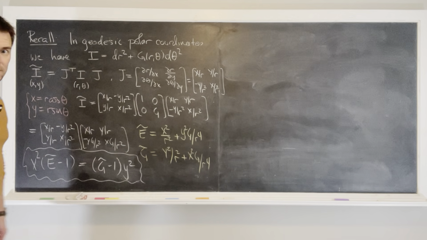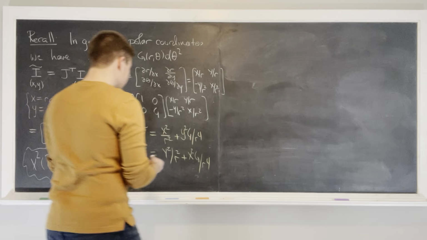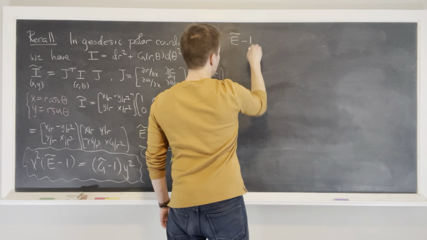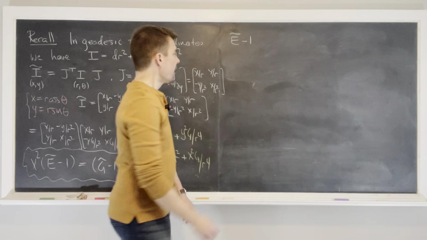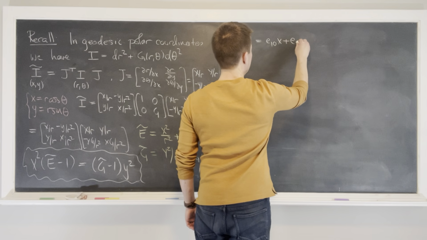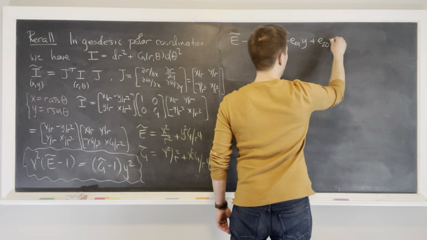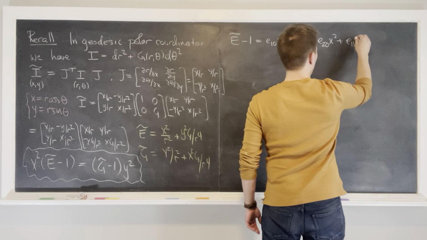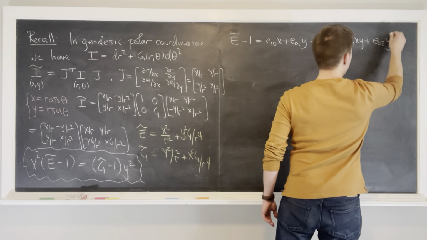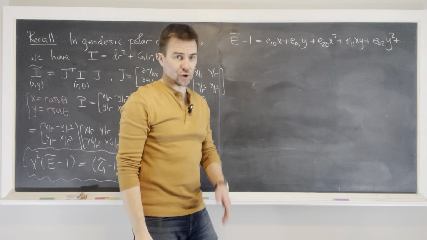Because it gives me information about the Taylor expansion of these functions in a neighborhood of the origin, right? So now let me do that next. So now I know that e tilde minus 1, I'm going to Taylor expand it. It's going to be e10 x plus e01 y plus e20 x squared plus e11 xy plus e02 y squared plus dot, dot, dot. Okay, I just write down the quadratic approximation of these things.